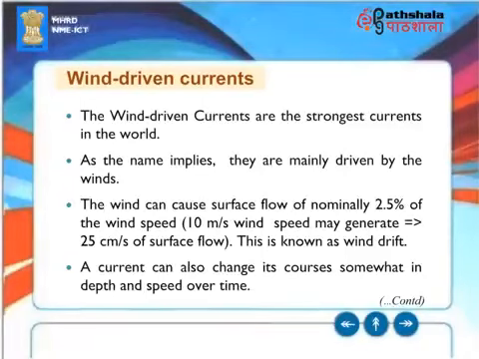Wind-driven currents. The wind-driven currents are the strongest currents in the world. As the name implies, they are mainly driven by the winds. The wind can cause surface flow of nominally 2.5% of the wind speed. A 10 meters per second wind speed may generate equal to or greater than 25 centimeters per second of surface flow. This is known as wind drift. A current can also change its course somewhat in depth and speed over time.